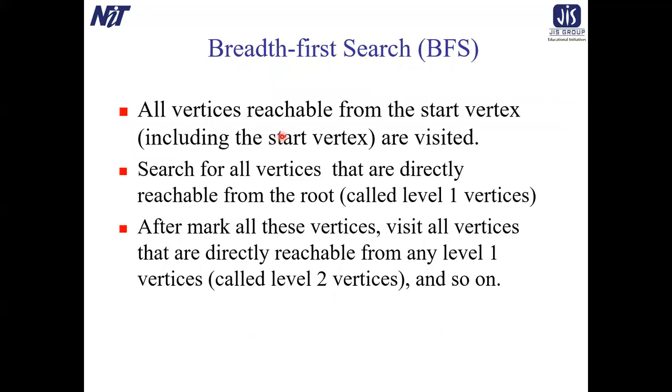Now come to breadth first search. One by one, with the help of some examples, we will learn in detail about breadth first search and depth first search. First, breadth first search. All vertices reachable from the start vertex, including the start vertex, are visited. Search for all the vertices that are directly reachable from the root. That is called level 1 vertices. After marking all these vertices, visit all vertices that are directly reachable from any level 1 vertices, which are called level 2 vertices, and this process goes on for the next levels onwards.